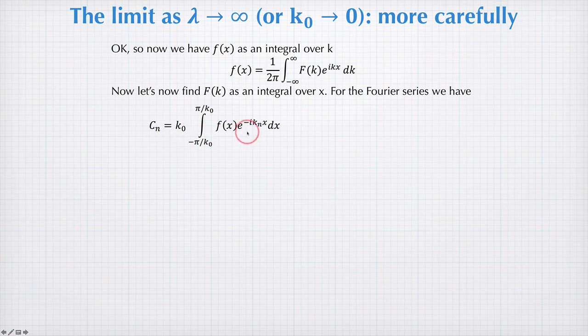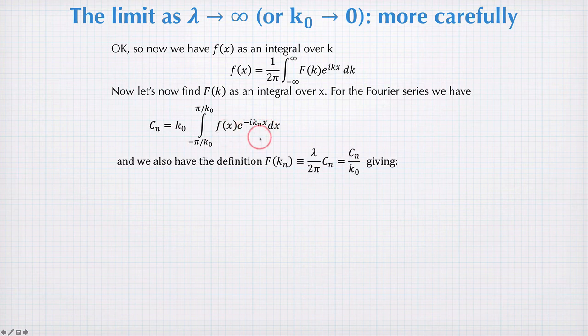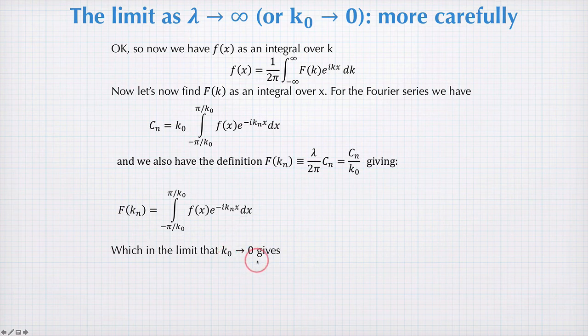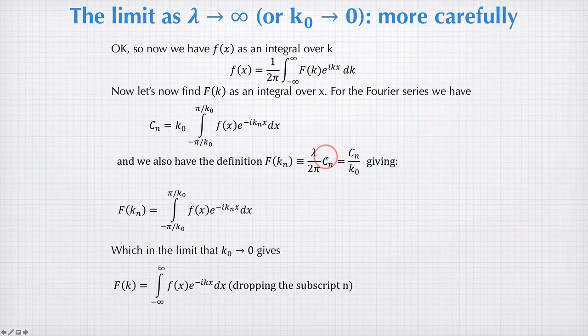So for the Fourier series, remember we had this integral here, each Cn is equal to k naught, and then this integral over the domain. And we also have this definition here for f of kn equal to lambda on 2 pi Cn. So this gives f of kn equal to Cn on k naught. So in other words, we can write f of kn as this integral here. And in the limit that k naught tends towards 0, that is the limit that lambda tends towards infinity, we get this integral here, dropping the subscript n. So here we have f of k as an integral of f of x e to the negative ikx. And up here we have an integral for f of x, 1 on 2 pi, integral of f of k e to the plus ikx dk.